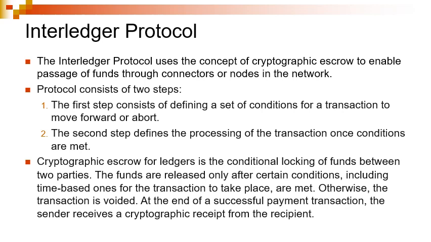At the end of a successful payment transaction, the sender receives a cryptographic receipt from the recipient. So once the payment is settled through the Ripple network by using this interledger layer protocol, the sender receives a cryptographic receipt of the payment, and that is considered that the payment is settled, the transaction is settled. So this is how the cross-border payments are processed in Ripple.